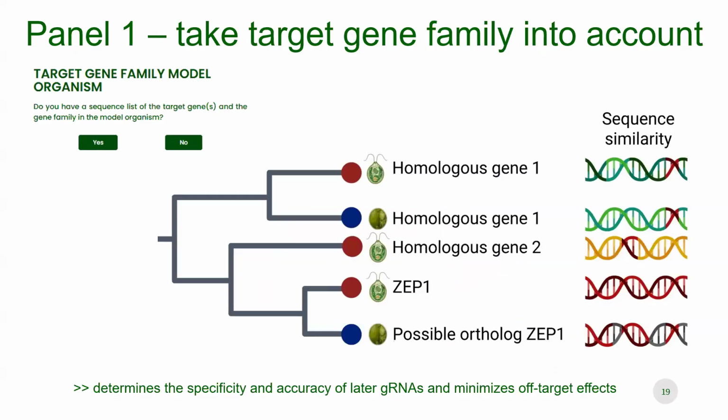Another question is to take into account the target gene family. So the question is then, do you have a sequence list of the target genes and the gene family in the model organism? As you can see here, a phylogenetic tree. This includes the gene in your model organism, but also in other model organisms with sequence similarity, to have the full picture of your target gene related to the target gene family in this model organism.